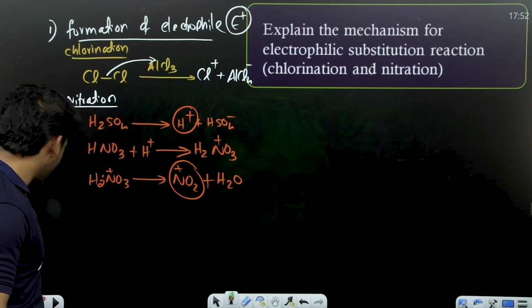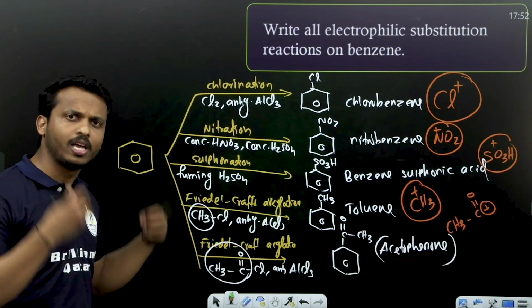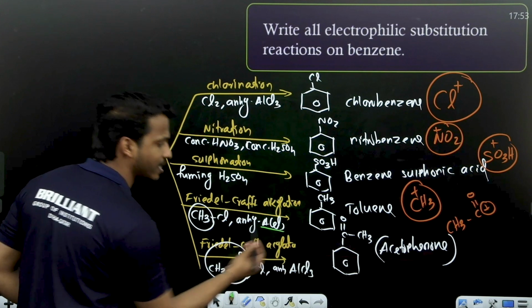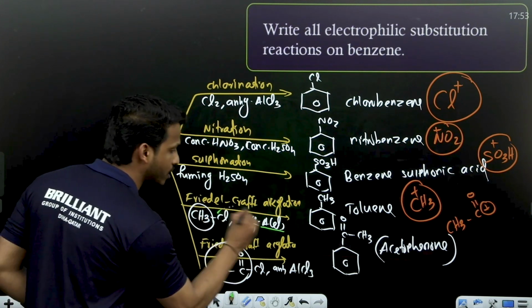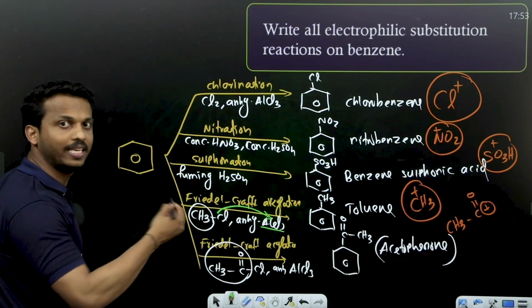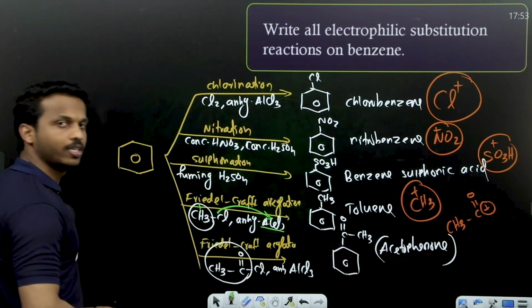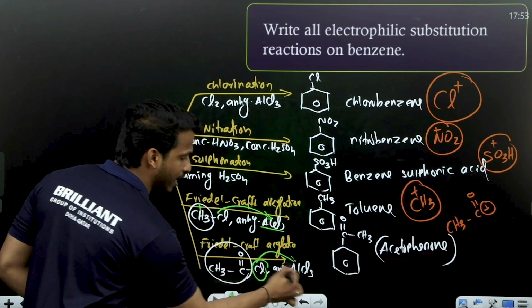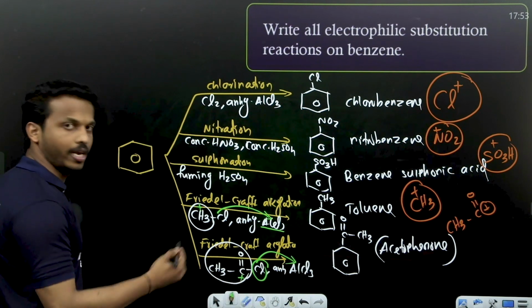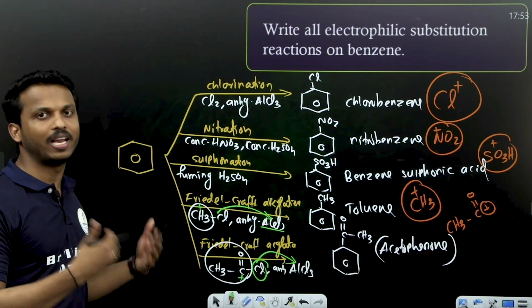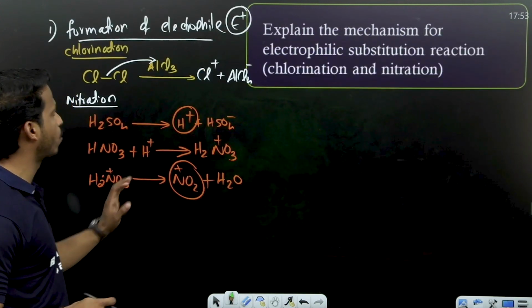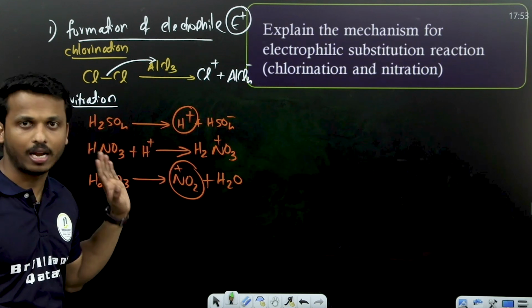And Friedel-Crafts alkylation and acylation mean the same thing. When you add CH3Cl, I told you AlCl3 is electron deficient, so this Cl goes to AlCl3 as Cl minus, and this exists as CH3 plus. Similarly, for acylation, Cl goes to AlCl3 and this exists as CH3CO plus. These are the ways the electrophiles are forming. So the first step in electrophilic substitution is the formation of electrophile. Clear all?